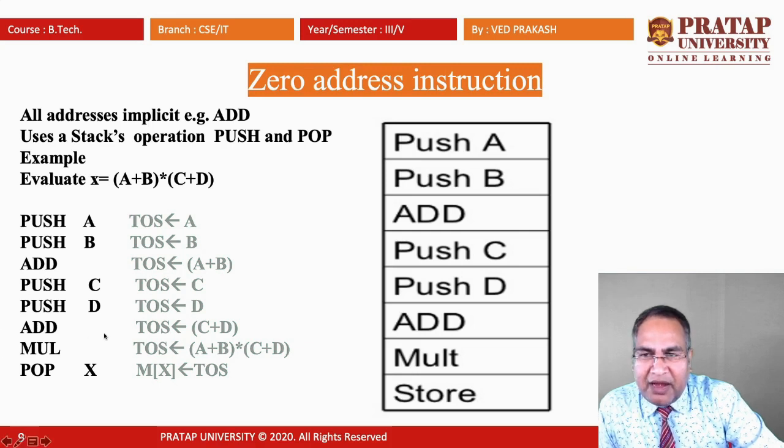And finally, when we use the mul operation, or multiply operation, then TOS basically denotes the overall multiplication of A plus B and C plus D. Finally, the overall result is held by the TOS element, and this result we have to store in the memory location X. So, for this we perform the pop operation, or pop instruction, pop X. Using this instruction, basically the contents of the TOS are transferred into the memory location X.